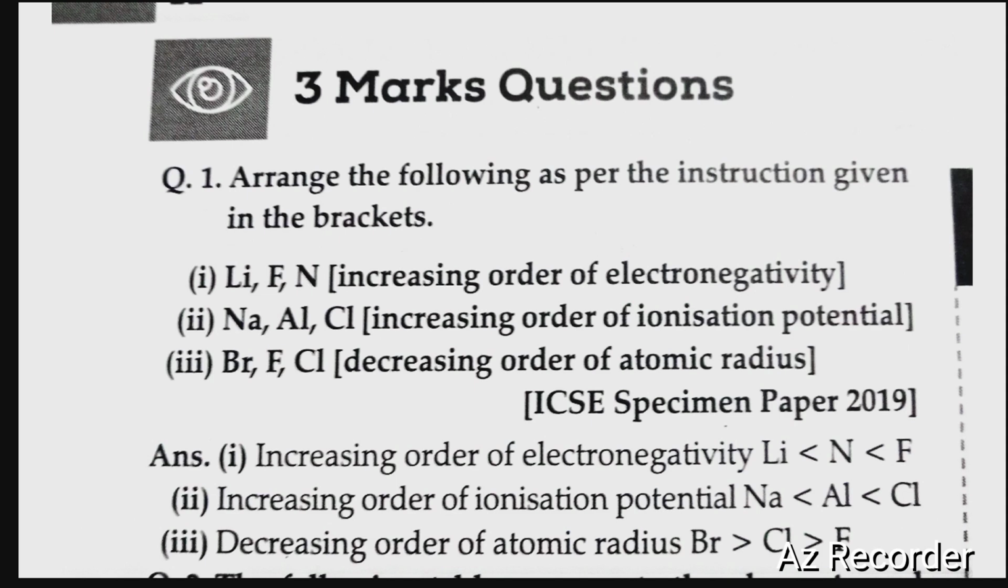provided in the bracket. Okay, so you should know about the variation, the concepts, the trend of all these periodic properties across a period as well as down a group. Okay, so let's quickly revise it first. After that we will proceed to solving the questions. So there are basically 6 properties, out of which we will be discussing very few.